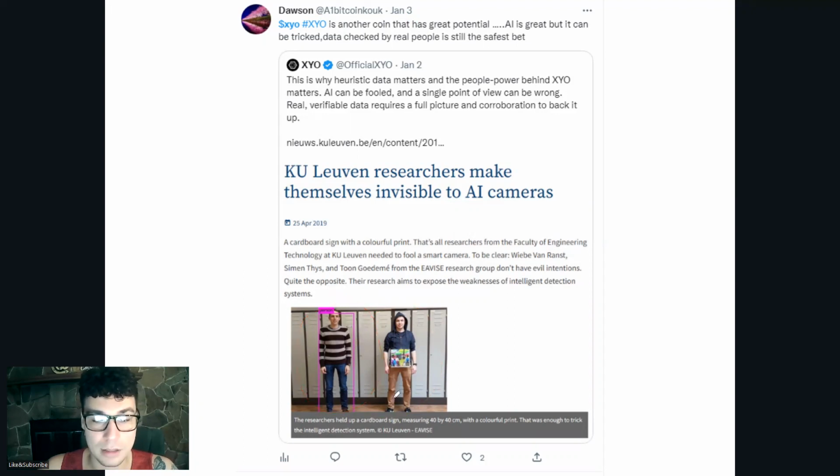Basically what happened was somebody held up a cardboard sign with a colorful print, right? This colorful print right here basically fooled the AI. This is a cardboard cutout right here, and this is the person, and they have the cardboard cutout right here, and it fooled the AI into thinking that this was not a person just because it had this simple picture on it, right? And then all it could do was detect this right here. And lots and lots of people have been retweeting this, so I'm not sure if this is helping fuel it.